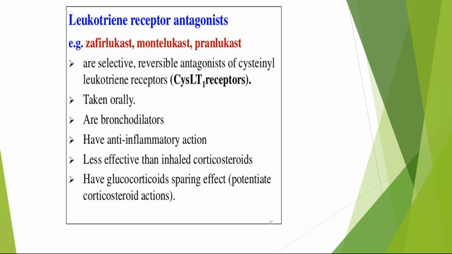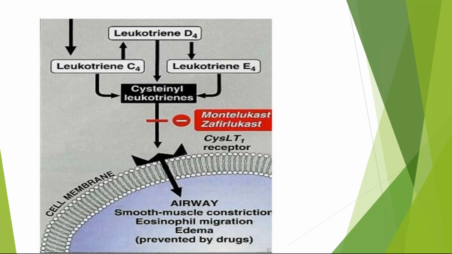Leukotriene receptor antagonists. These are zafirlukast, montelukast, and pranlukast. These are selective and reversible antagonists of cysteinyl leukotriene receptors, which are taken orally, and these are bronchodilators and have anti-inflammatory action. These are less effective than inhaled corticosteroids. They have glucocorticoid sparing effects. This is the picture showing the action of leukotrienes C4, D4, E4 on cysteinyl leukotriene 1 receptors.